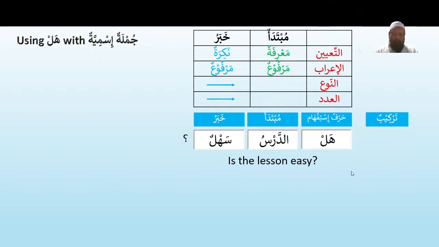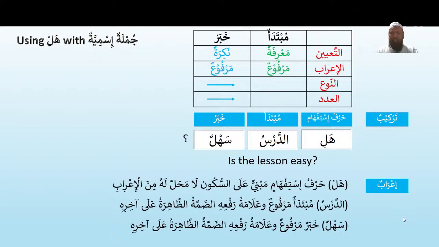When we want to use hal and two sukuns come together, we put a kasra. So we need to put a kasra. So halid darsu sahlun. Halid darsu. Right. Okay. I thought we were talking about still the mubtada. Kasra. Why kasra? Okay, I got it now. So the first question was the mubtada i'rab: dhamma. Yes, you're correct. And second question was the hal. Yes, it has a kasra. So halid darsu sahlun is: is the lesson easy?